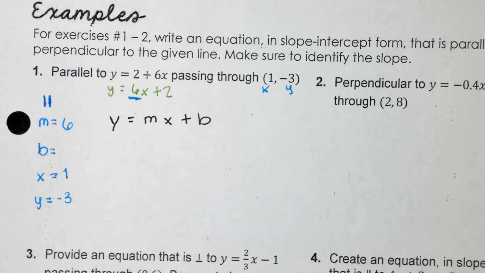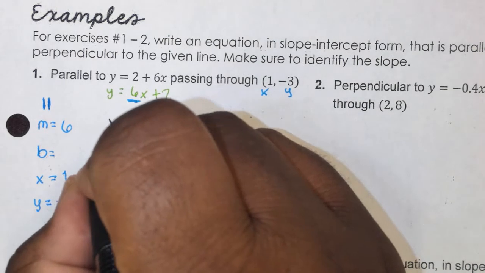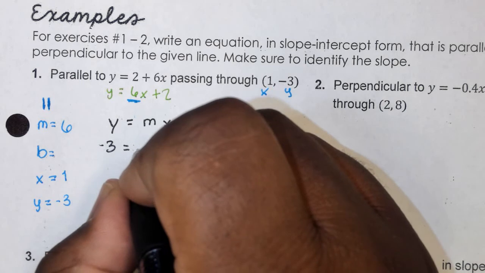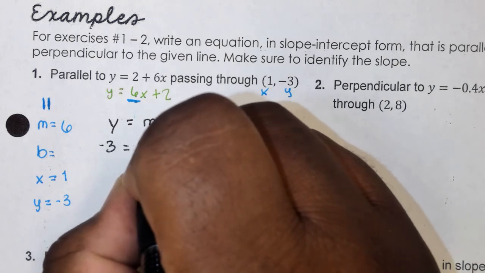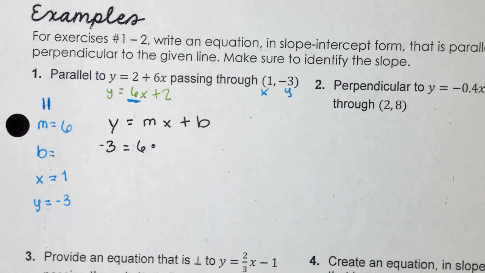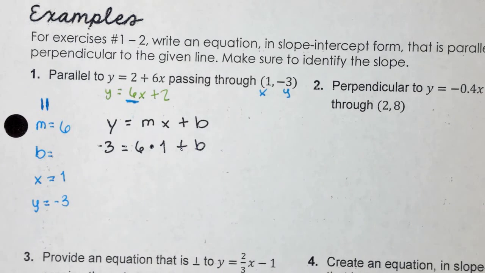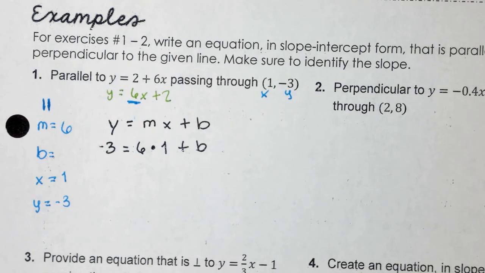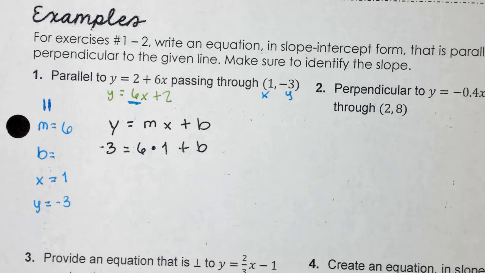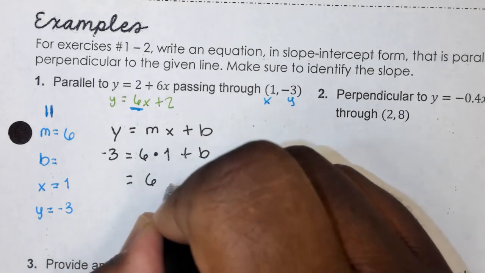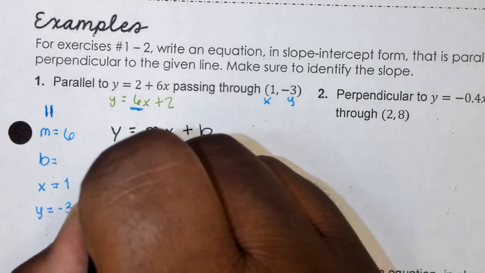The plus sign is not a variable, obviously. So plugging in, I'm going to say -3, because that's what they told me my y point was, equals m, which is 6, times x, so times 1, plus b. This is how I was set up to solve for my y-intercept on my other line. Then from there I would just solve. 6 times 1 is just 6. Bring down plus b, bring down -3.